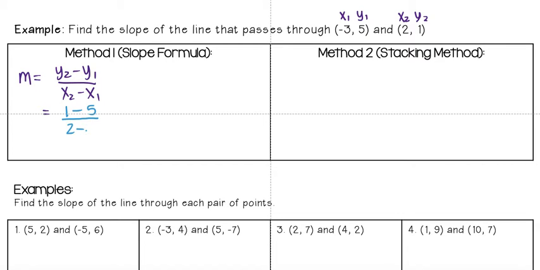So here, just like the distance formula, I really need to be careful when I'm subtracting a negative. So I'm really doing 2 minus negative 3. Well, 1 minus 5, that is just negative 4. 2 minus negative 3, that really just means I'm doing 2 plus 3, which is 5. So my slope here is negative 4/5.